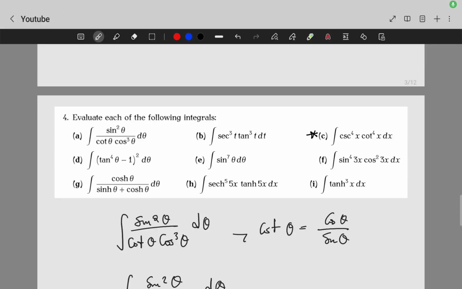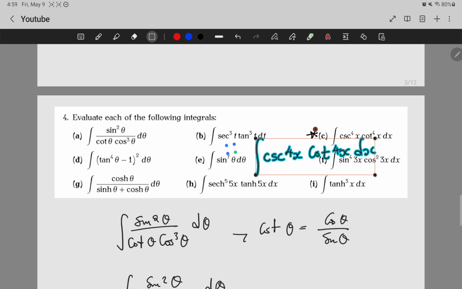In this video, we're going to do more examples on integrals that involve the use of trig identities. So the first one we're going to look at here is going to be C. In C, we're integrating cosec to the power 4x, cot to the power 4x dx. So how do we integrate something like this one?